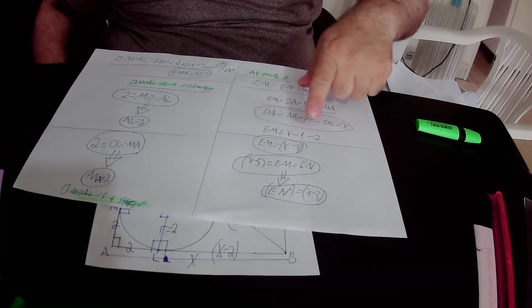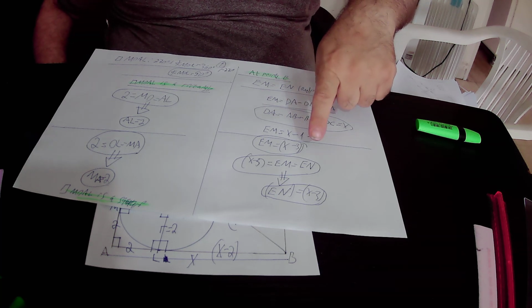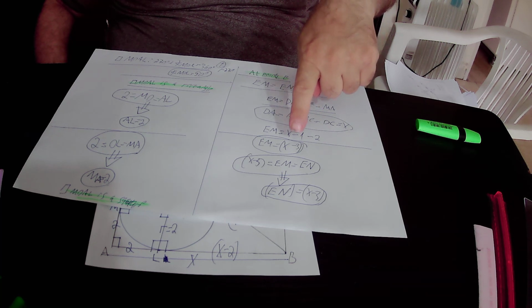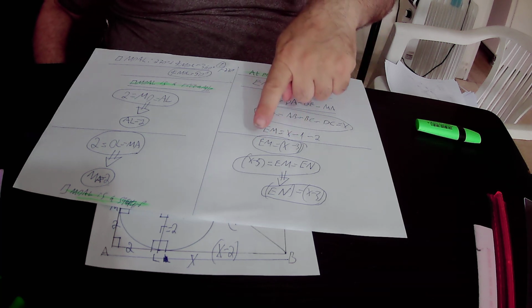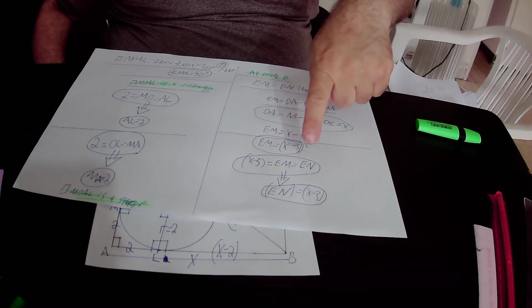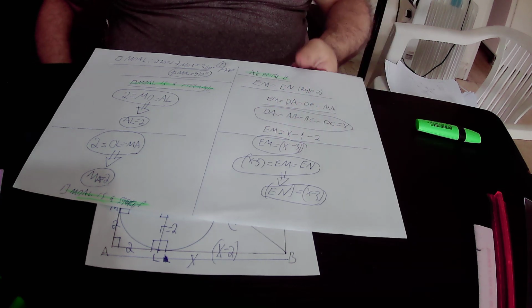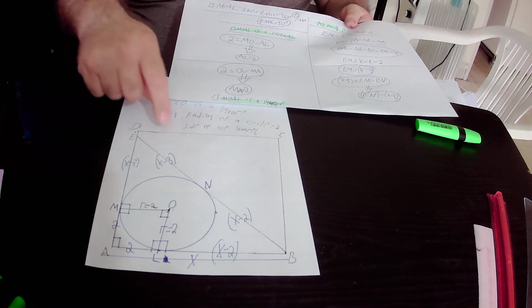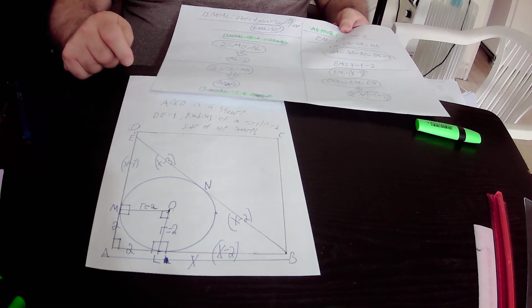So from one side, EM equals EN according to rule number 2. But from the other side, we just found out that EM equals X minus 3. So from this equation, X minus 3 equals EM equals EN, we derive that EN is also equal to X minus 3.